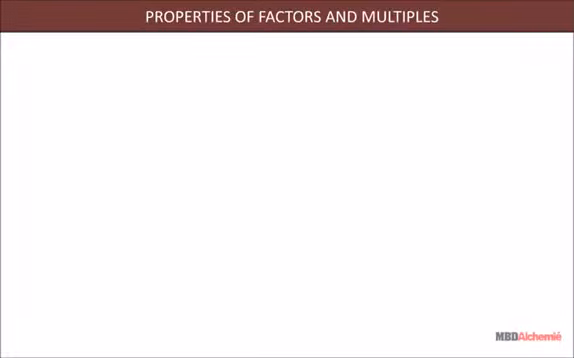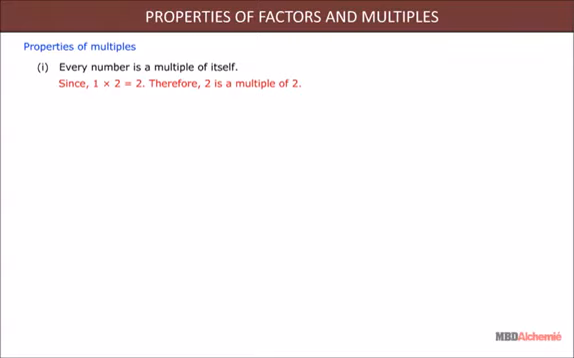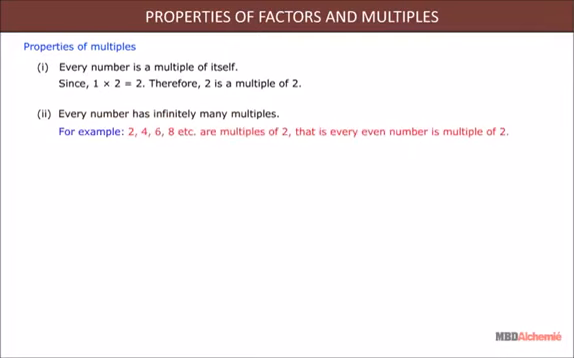Properties of factors and multiples. Properties of multiples. Every number is a multiple of itself, since 1 times 2 is equal to 2. Therefore, 2 is a multiple of 2. Every number has infinitely many multiples. For example, 2, 4, 6, 8, etc. are multiples of 2. That is, every even number is a multiple of 2.